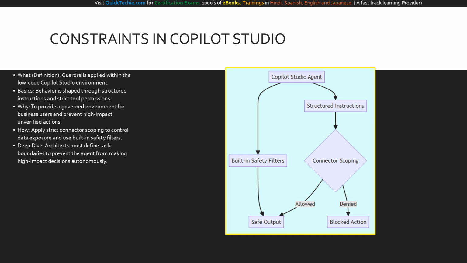Even with built-in safety, you must construct the logic to prevent the agent from autonomously making high-impact business decisions, ensuring prompt instructions always reflect your organizational policies. Let's examine the flowchart representing the Copilot Studio constraint model.